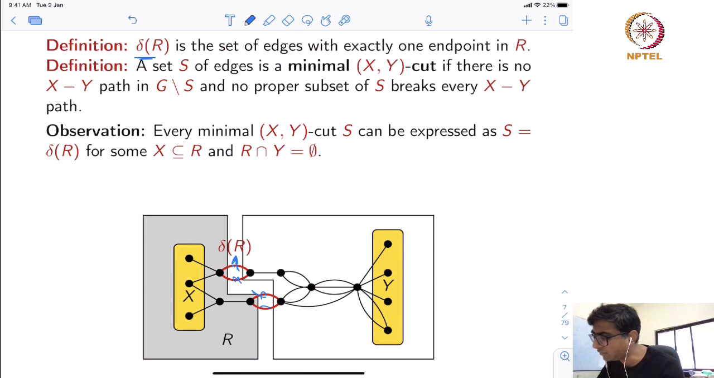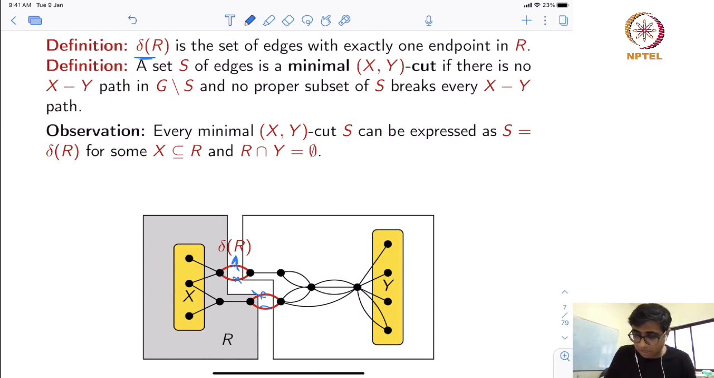And a set S of edges is a minimal XY cut, where X is a set of vertices and Y is another set of vertices, if there is no XY path in G minus S and no proper subset of S breaks every XY path. Okay, so that is a minimal XY cut.